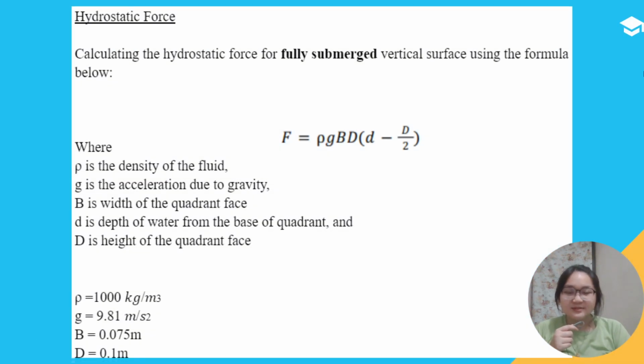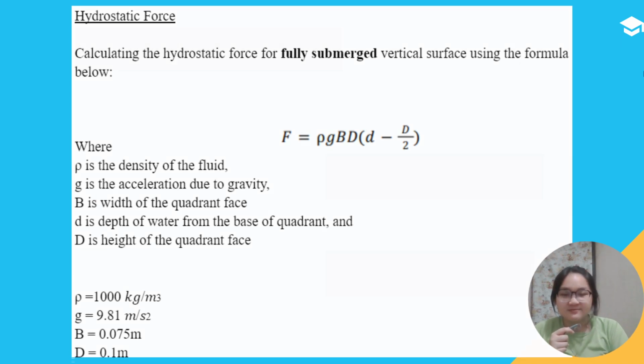Moving on to the fully submerged vertical surface, we utilize a different calculation. The hydrostatic force for this case was determined by the formula F equals rho g B D multiplied by the quantity small d minus capital D over 2. In this equation, we consider rho equals 1000 kg per cubic meter, g equals 9.81 meters per second squared, B equals 0.075 meters, small d as the depth of the water from the base of the quadrant, and capital D as the height of the quadrant's face.